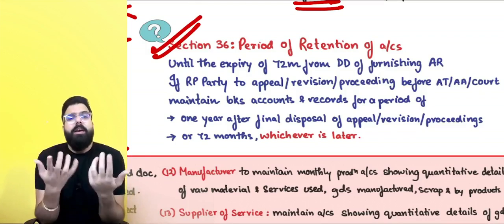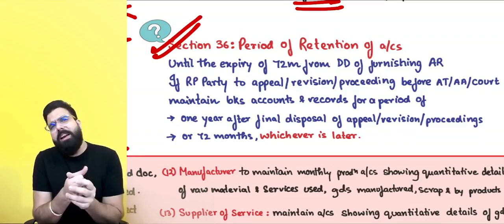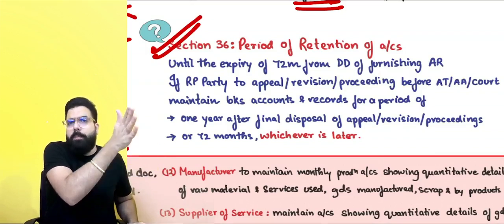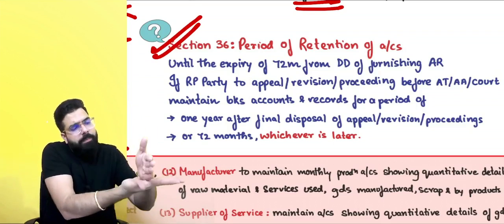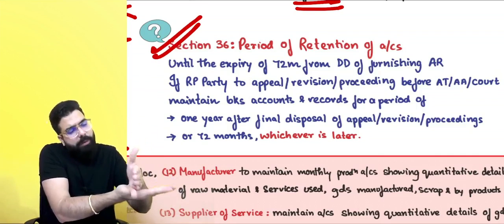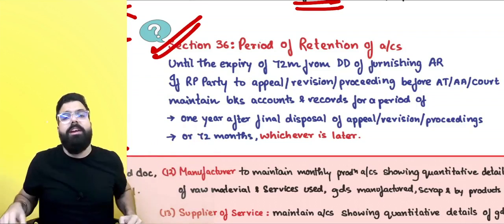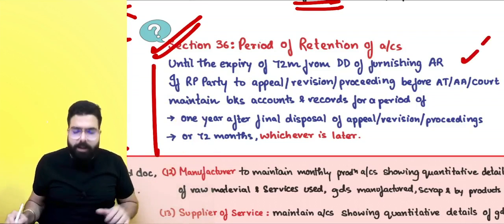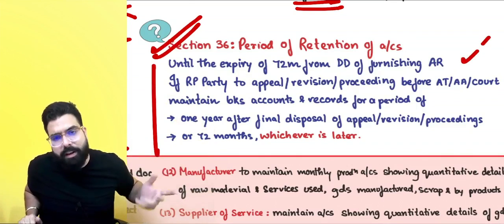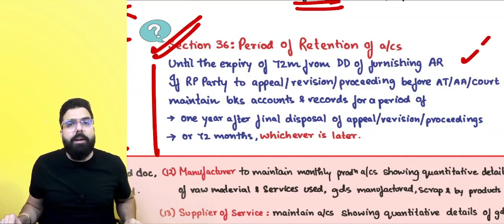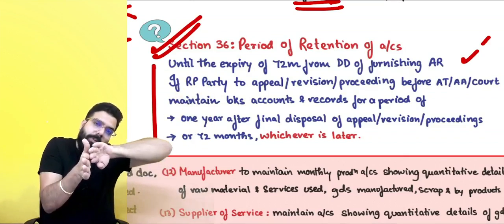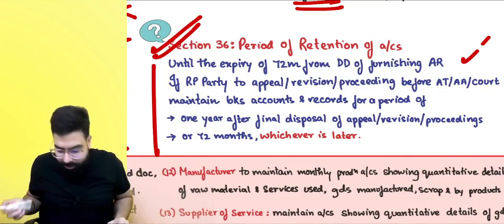But if a registered person is a party to an appeal, revision or any other proceeding, then once the final disposal of the appeal, revision or proceeding is done, from that point 1 year or 72 months, whichever is later. Okay, sir, you have to maintain normally from this year's due date of annual return, 6 years, basically 72 months. And if you are a party to an appeal, once the appeal has been disposed of, from that 1 year or from the due date of annual return 72 months, whichever is later. Okay, sir, got it.